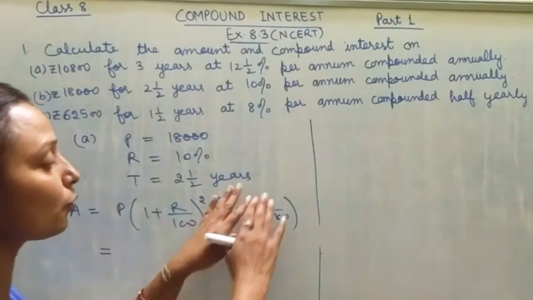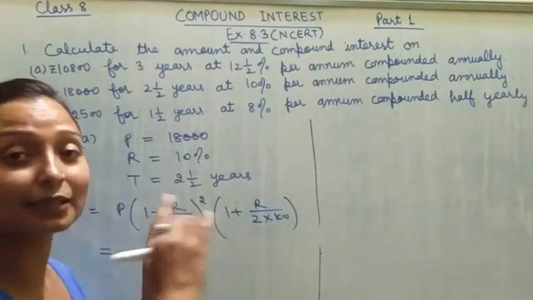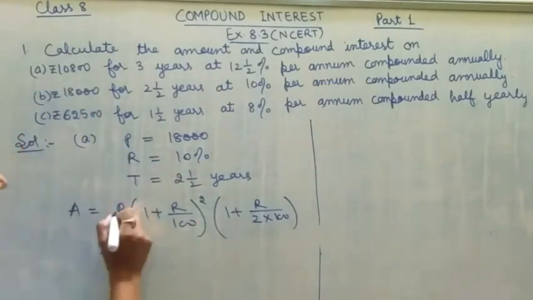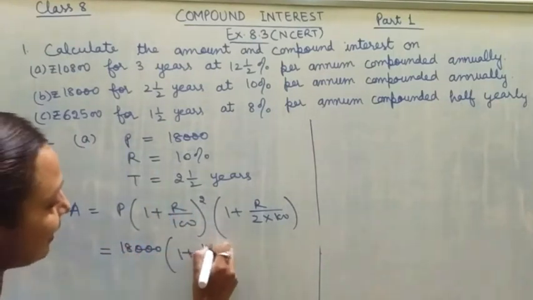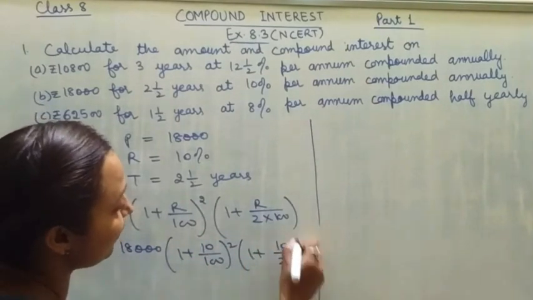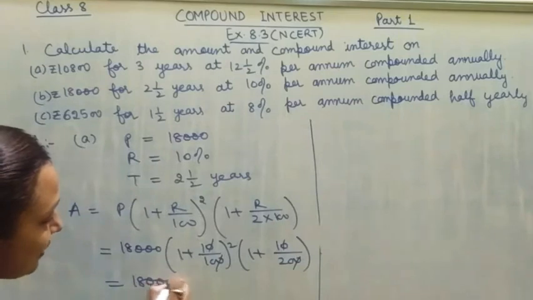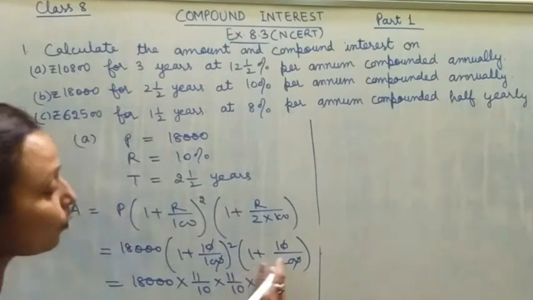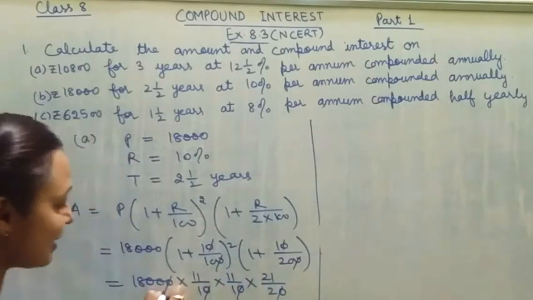If you don't want to do this, you can solve the half year with simple interest. I will do that method also in question number two. Okay, now I will do it using this formula. This is 18,000 into 1 plus r, that is 10 by 100, squared, then 1 plus r is 10 upon 200. This and this will cancel. Next is 18,000 into 11 by 10 into 11 by 10 into 20 plus 1, that is 21 upon 20. These three zeros cancel with these three.